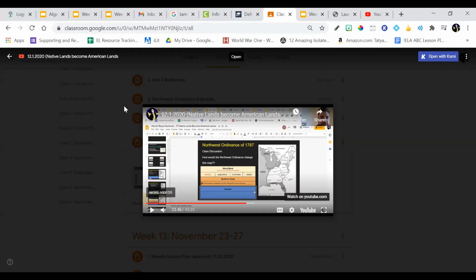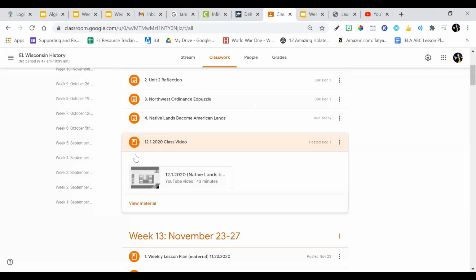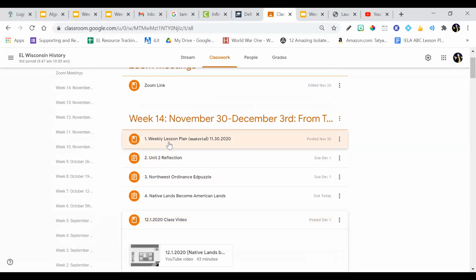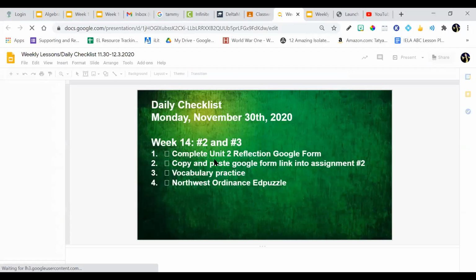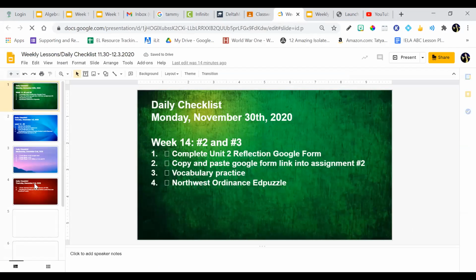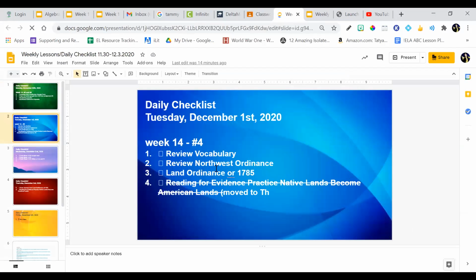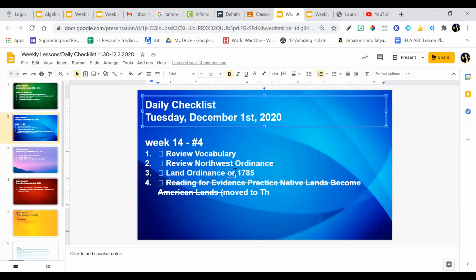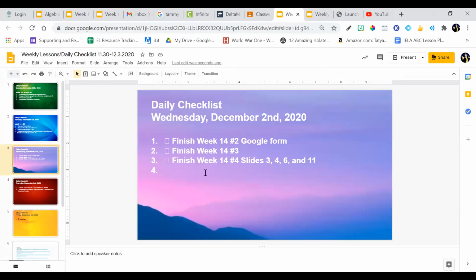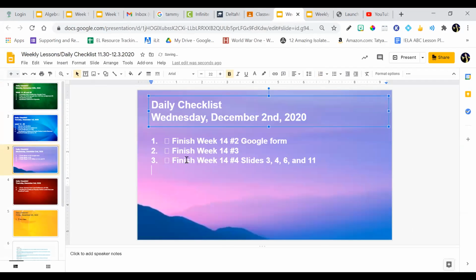Let's go on then to today's lesson. Okay. And I saw Nali already had her slideshow up. So on Tuesday, we went over this land ordinance of 1785 and the Northwest Ordinance. We went over those two, and we filled in our worksheet or our slides for that. And then yesterday, all you had to do was just finish the assignments that you didn't have done.